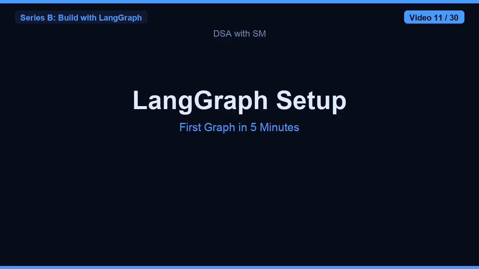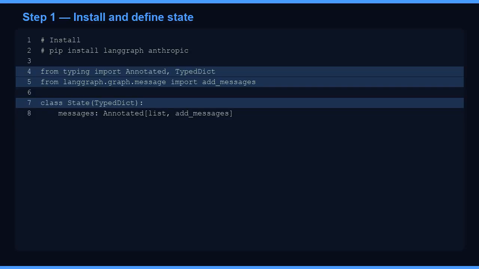Welcome to Series B. In this series, we build a real AI agent step by step using LangGraph. By video 20, you'll have a job search agent that finds jobs, researches companies, and writes cover letters.